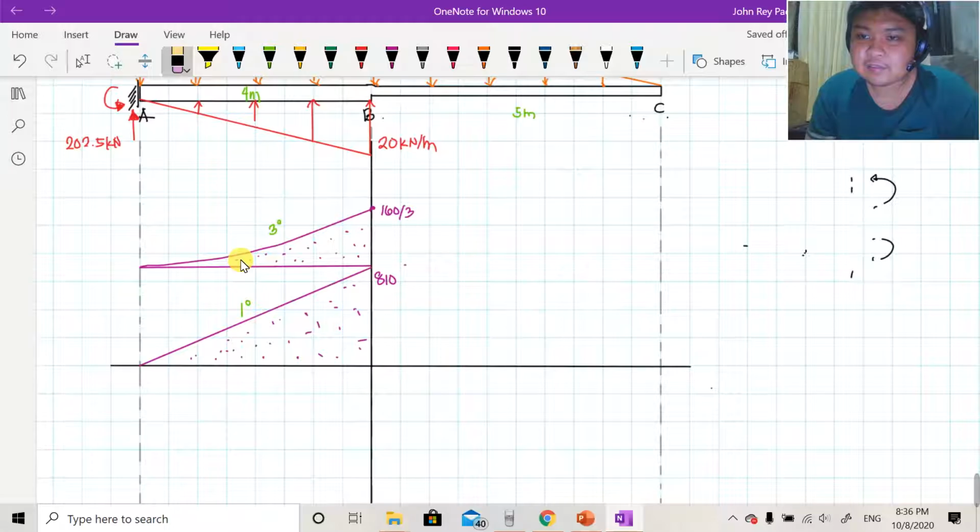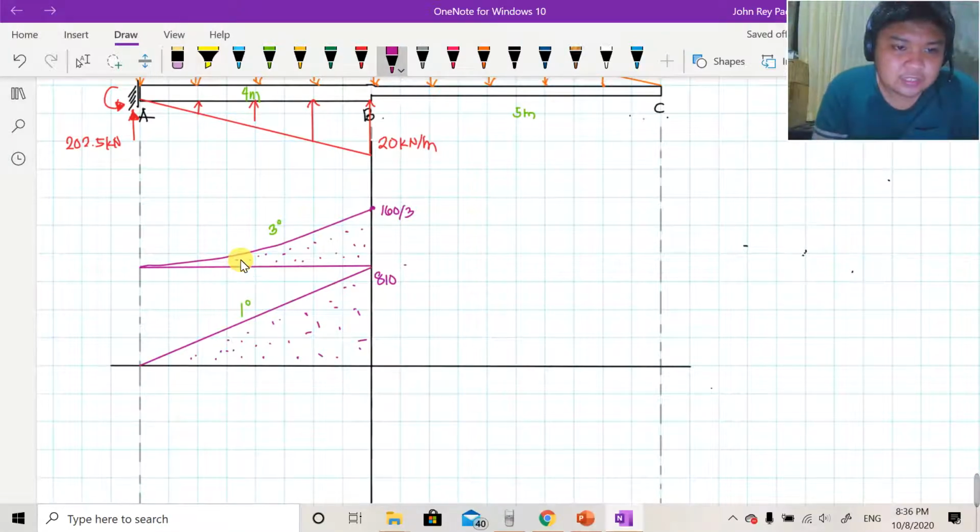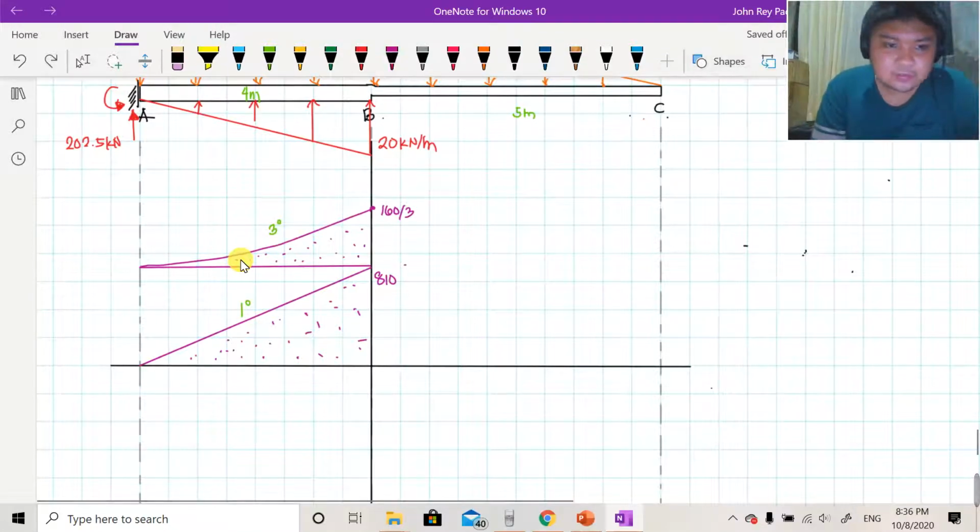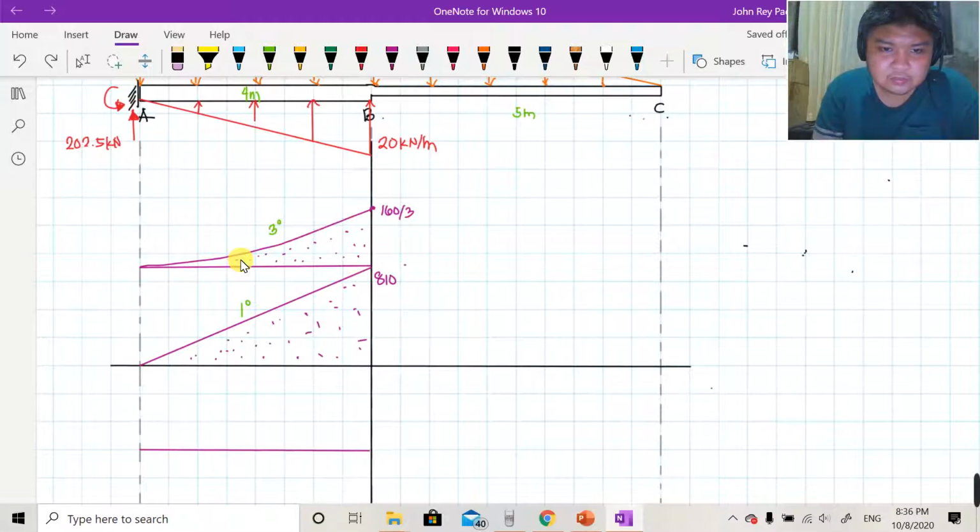Erase ko lang 'to, class. So, sige, ilagay natin siya, class, as 607.5. Okay? So, nandito siya. Tapos, ito, 607.5. But negative na 'to. Negative 607.5.